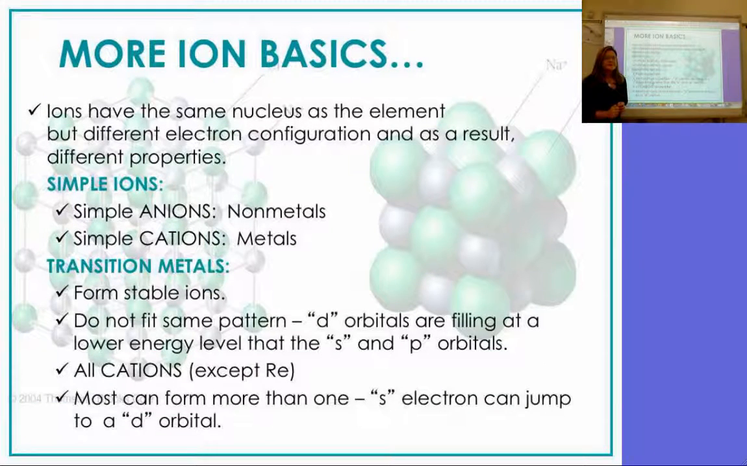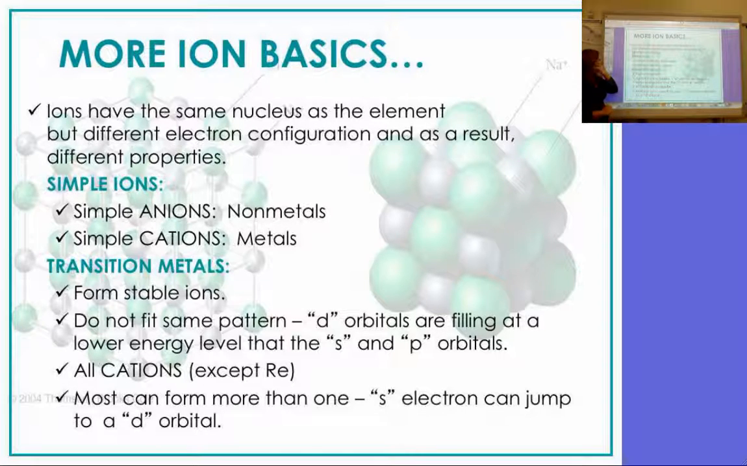More ion basics. Ions have the exact same nucleus as their parent element, as the atom. The only thing that's different are the electrons, the electron configurations. Because the electron configurations are different, they're going to have different properties. You eat table salt, sodium and chlorine ions. You would not want to eat pure sodium metal or pure chlorine gas.